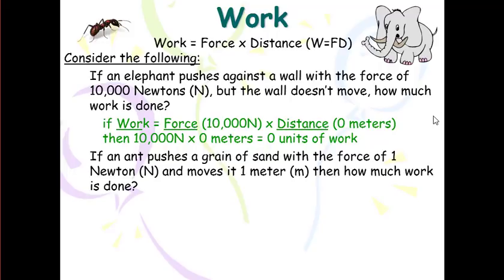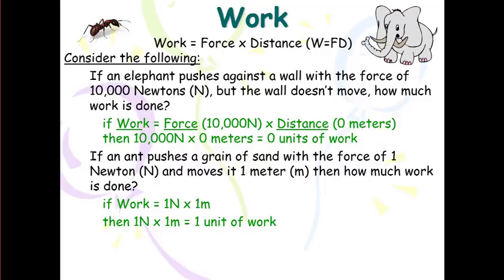Now, if an ant pushes a grain of sand with the force of only 1 Newton, but moves that grain of sand 1 meter, then how much work is done? So let's look at the math. If work equals force, which is 1 Newton, times distance, which is 1 meter, then we have 1 Newton times 1 meter, that's 1 times 1, which is equal to 1 unit of work. Now we've talked about in prior discussions and over your vocabulary that the way we would measure that would be the joule, J-O-U-L-E, but we're not going to go into that right now.